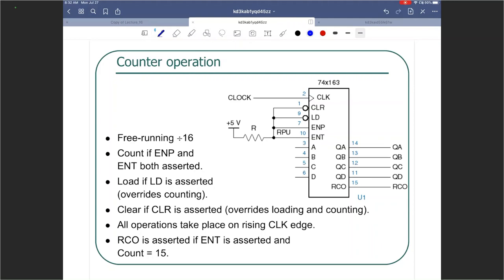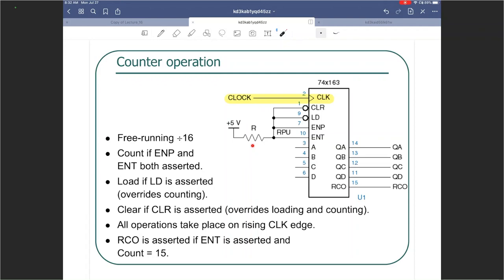First, we have the 74x163, and we have connected a few things to it. We have connected a clock to the positive edge triggered clock input. We have made sure that clear and load are connected to high using a pull-up resistor.